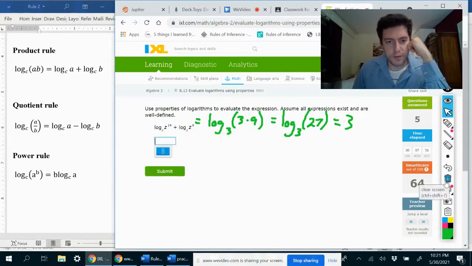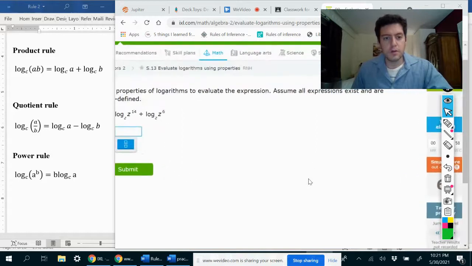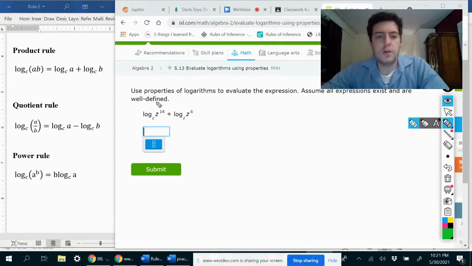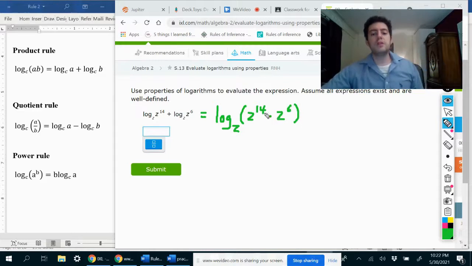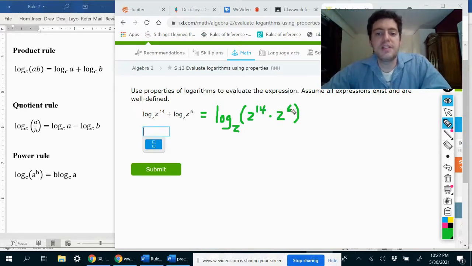Okay, here's a good problem. Again, we see addition here, so we're going to be using the product rule, multiplying the a and the b. The a here is z to the 14th, the b is z to the 6th. So this is equal to the log base z of z to the 14th times z to the 6th. When we multiply, remembering our laws of exponents, we add the exponents. So 14 plus 6 is 20.